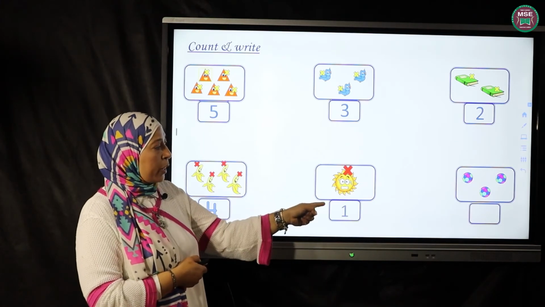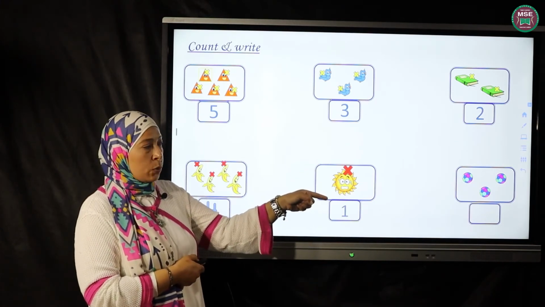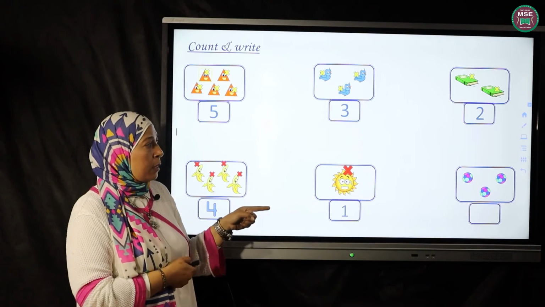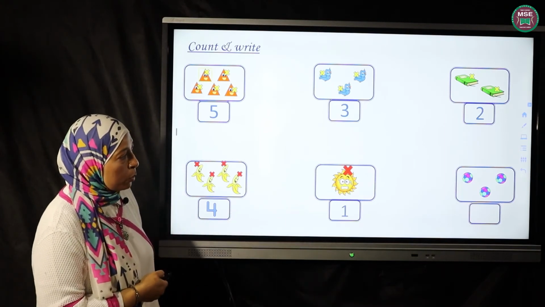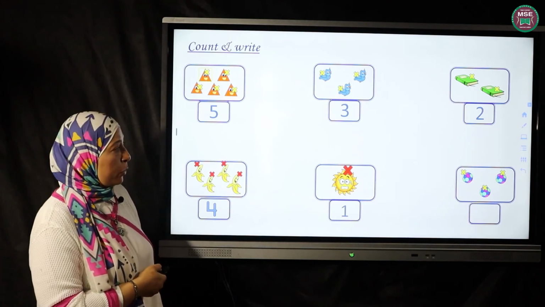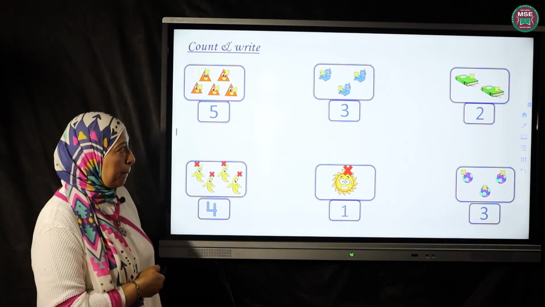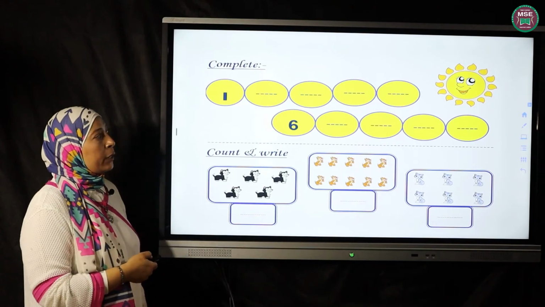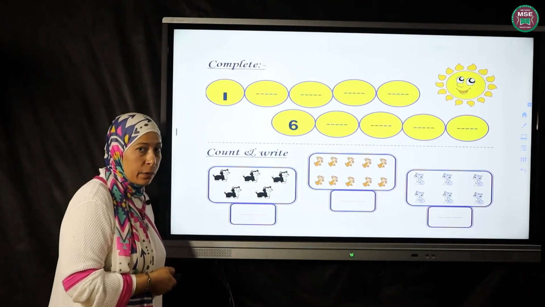And you see, whenever I count something, I have to cross it, so that I will not miss any items I didn't count. The last ones are the balls. 1, 2, and 3 again. So we're going to write number 3 again. Easy? Okay.